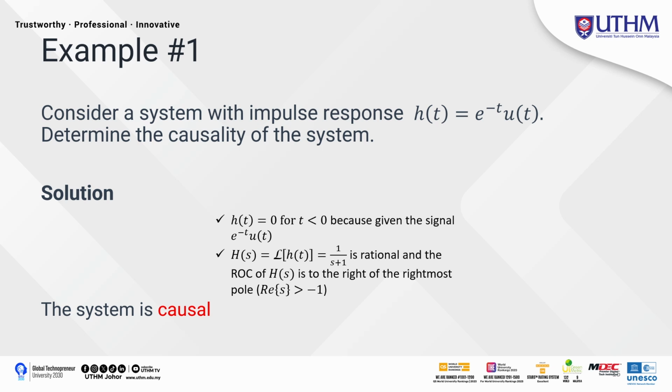And H(s) is equal to 1 over s plus 1. It's rational, and the ROC of this H(s) is to the right of the rightmost pole, because of 1 over s plus 1, so the real part of s is more than negative 1.